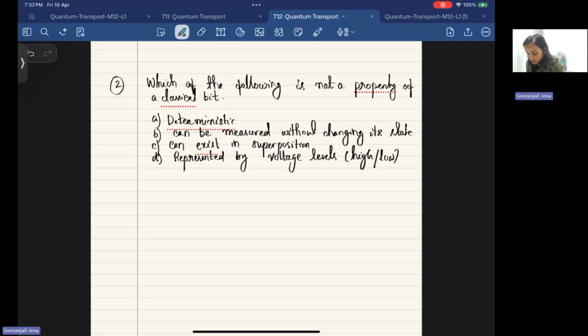Question number 2. Which of the following is not a property of a classical bit? Option A, deterministic. Option B, can be measured without changing its state. Option C, it can exist in superposition. Option D, it is represented by voltage levels high and low. Option C is the answer, because a classical bit cannot be in a superposition state.